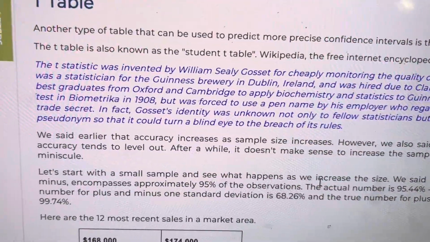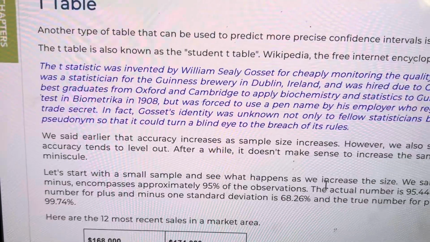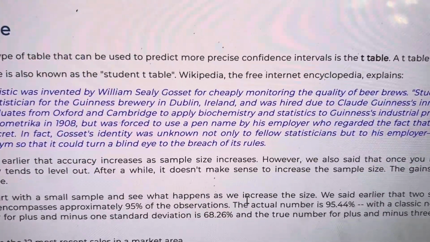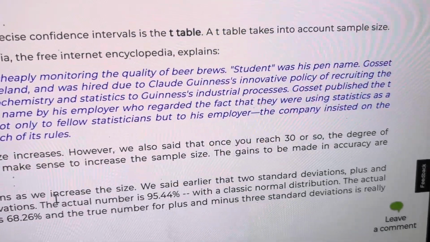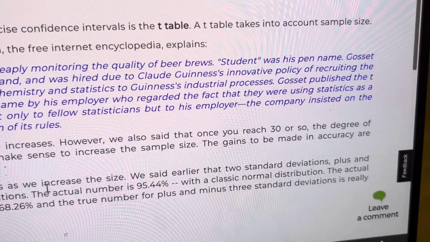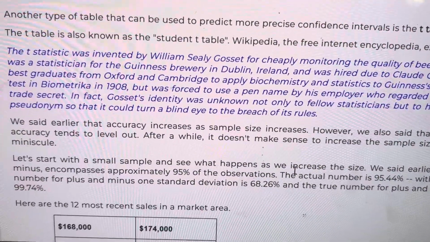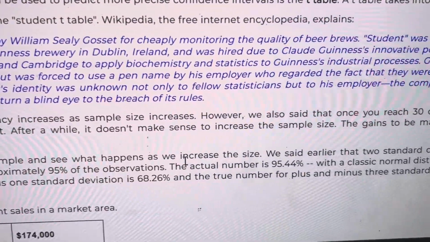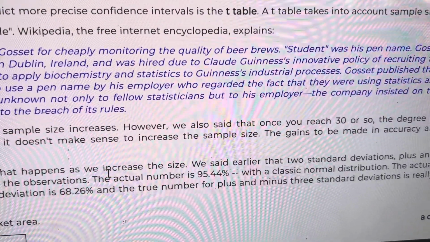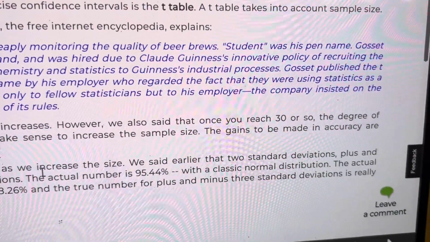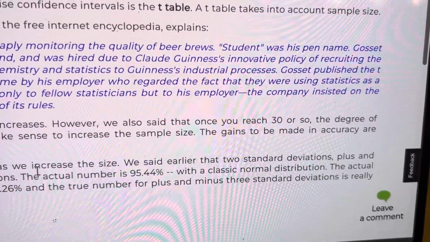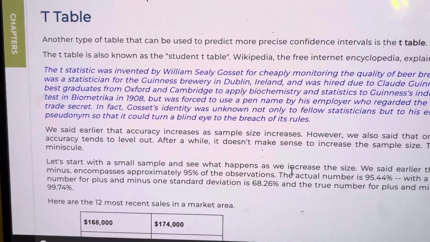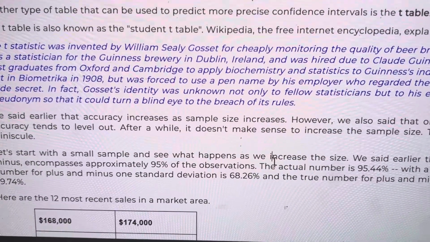Gosset published the T-test in Biometrika in 1908, but was forced to use a pen name by his employer, who regarded the fact that they were using statistics as a trade secret. In fact, Gosset's identity was unknown not only to fellow statisticians, but to his employer. The company insisted on the pseudonym so that it could turn a blind eye to the breach of its rules.